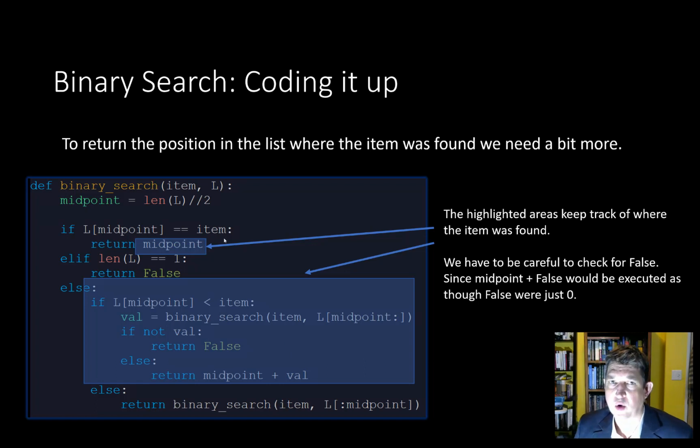Okay, so we've added a little bit more code here to keep track of the position of the item once we find it. So you can see here that we return the midpoint where we found the item. So if L[midpoint] is equal to the item, then we return that midpoint. And then we have a check here to see whether the return value from the recursive call to binary search, which we're calling val just temporarily, was false or whether it was a legitimate position. If it was false, then we return false again. But if it's a position, then we add it to the current midpoint in this recursive call and return that. And that will add up all the midpoints that we visited on the way to finding the correct entry and give us the position in the array.